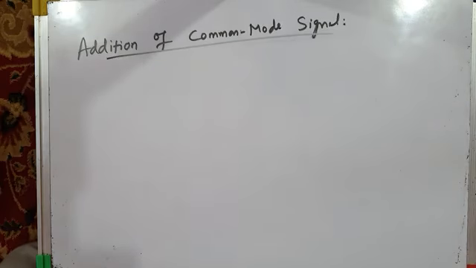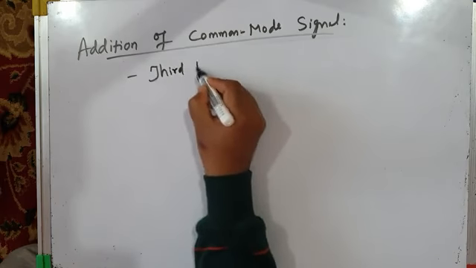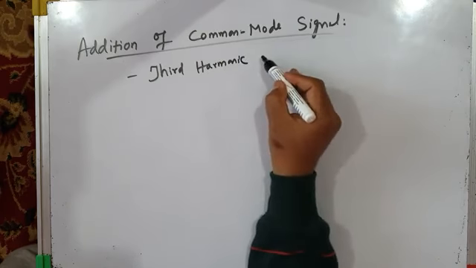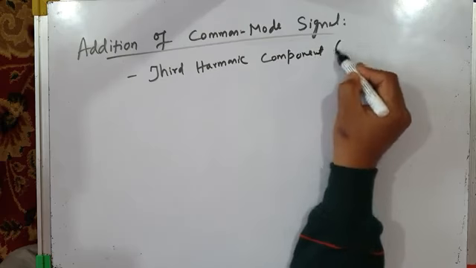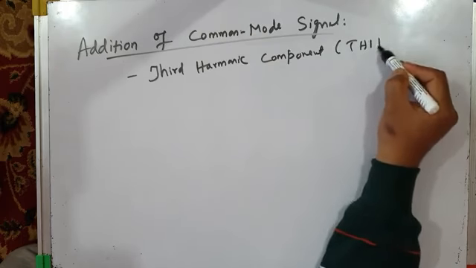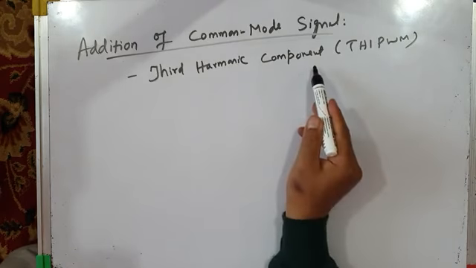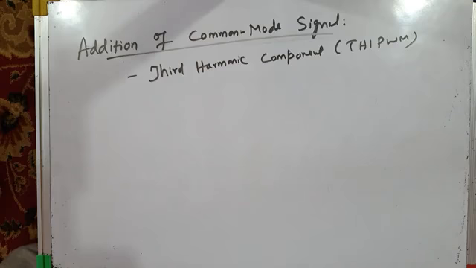Just like 2-level voltage source inverters, in 3-level voltage source inverters also we may inject a third harmonic component or third harmonic signal. We're giving third harmonic injected PWM. This third harmonic component is added to all the three sinusoidal modulating waves.